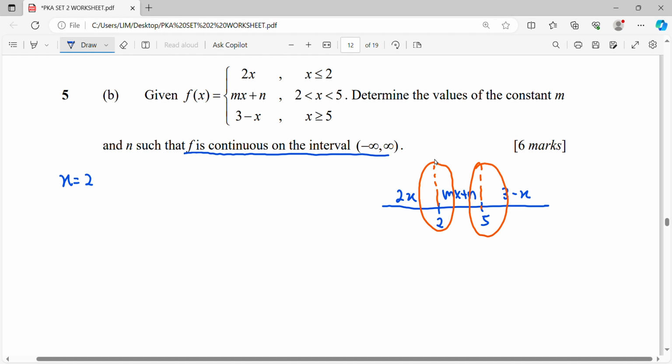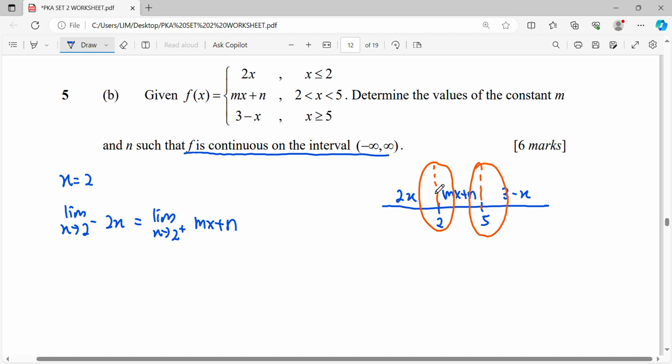For condition number 2, the limit when x approaches 2 must exist, meaning that the limit approaching 2 from the left hand side must be equal to the limit approaching 2 from the right hand side, to make sure the limit of this function exists.